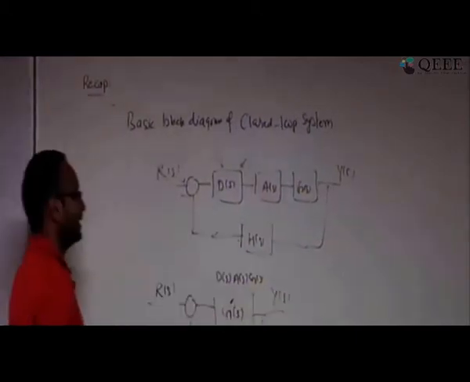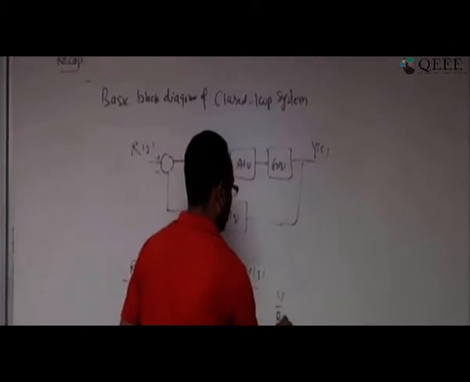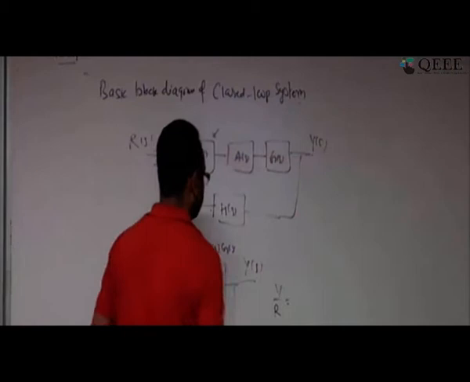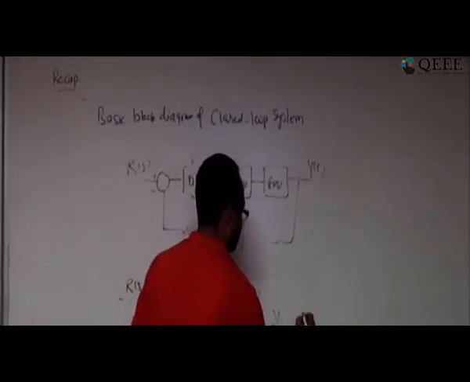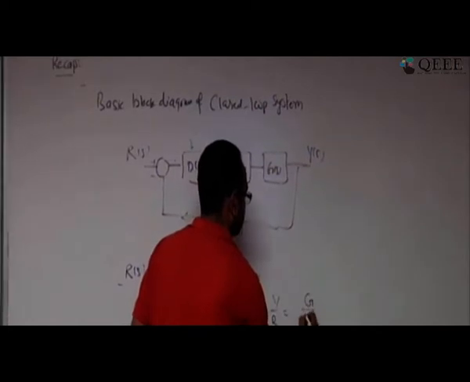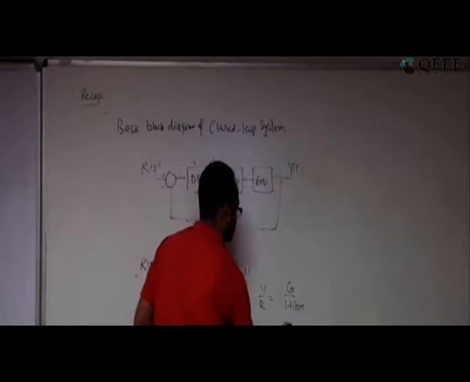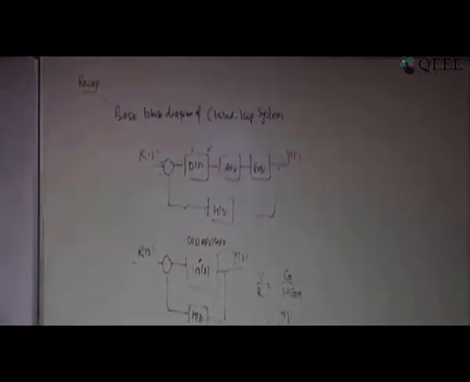Now this Y of S by R of S, I can write further. Sometimes in the literature you see they omit the S; S is a free parameter that denotes the Laplace transform. This I can write as G divided by 1 plus G of S into H of S. Okay, this is what we have done.